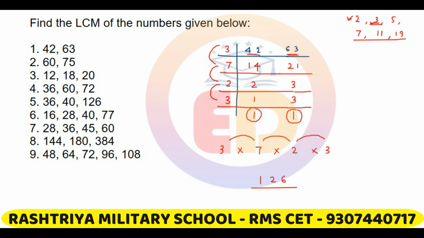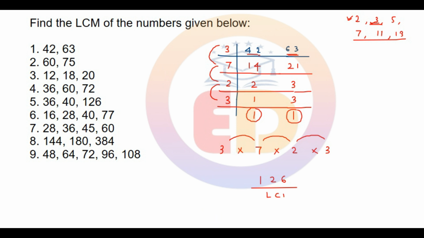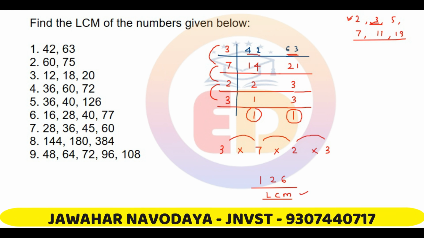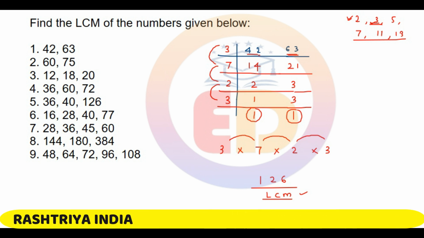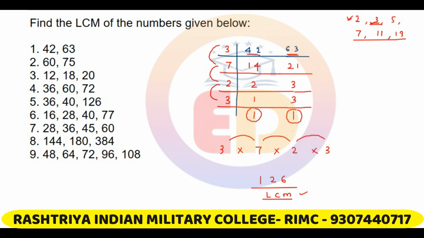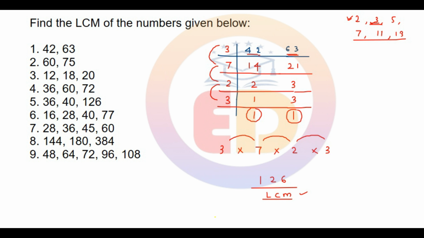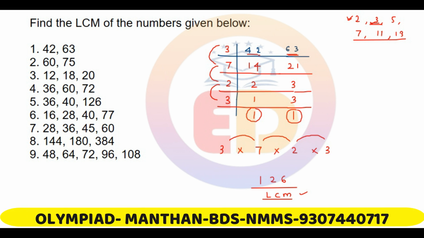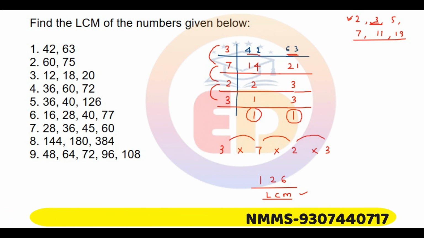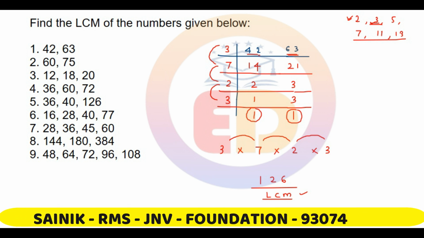So again, our LCM remains 126, which was also the answer using the factorization method. But factorization method, until you have a good practice, it will take some time for you. But common division method will take slightly lesser time. However, based on your practice, you can choose any of the methods.